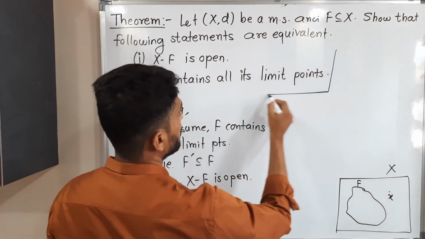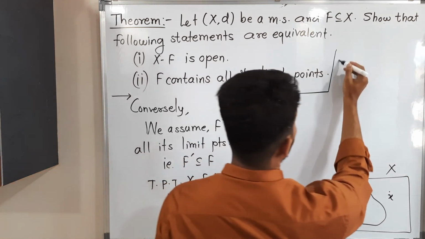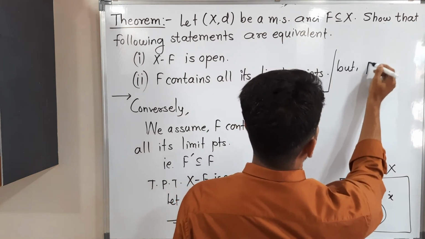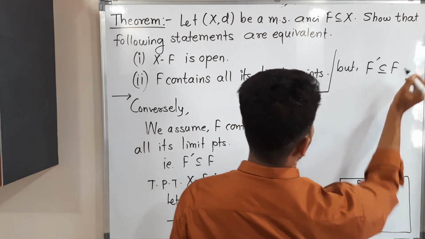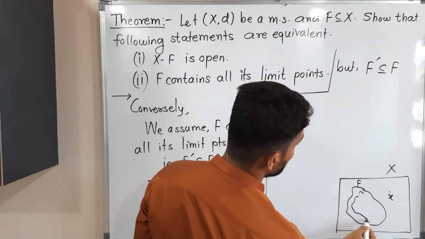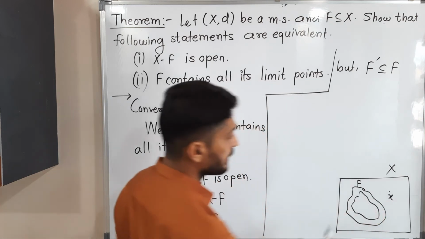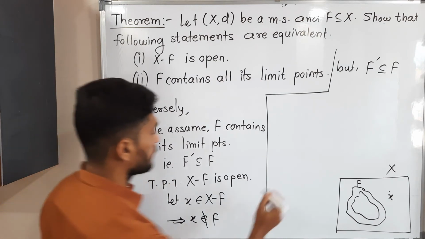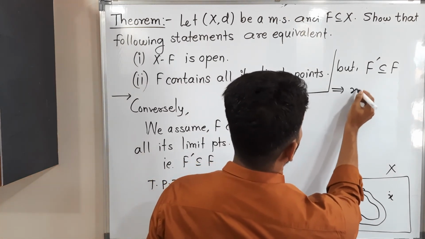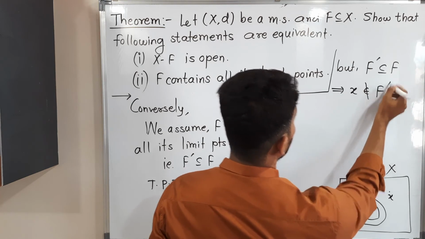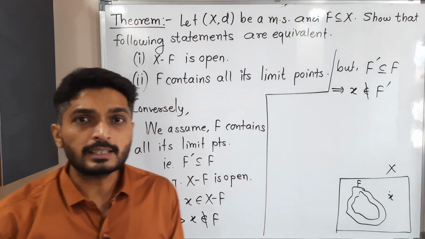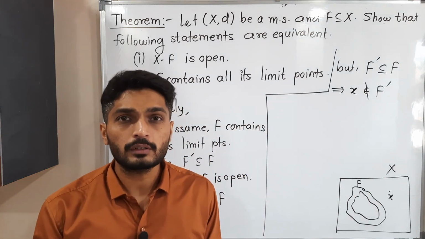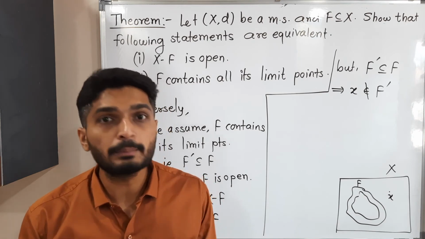I write here, but F dash is a subset of F. You are getting, that means suppose something is a subset of F. If x is not in F, then it cannot be in a subset of F. So therefore x does not belong to F dash. X does not belong to F dash means what? That means x is not a limit point of F.